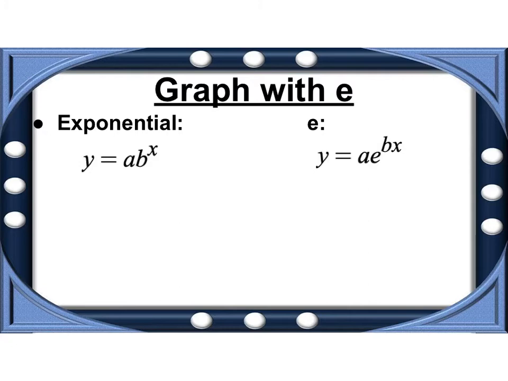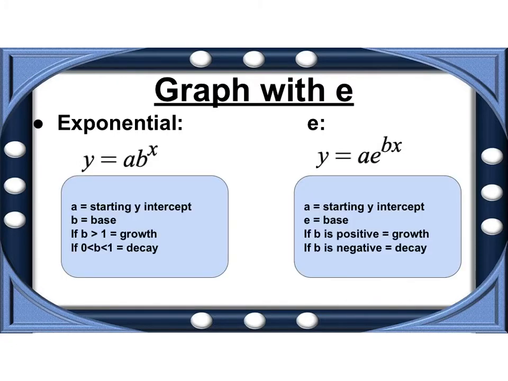Let's look at graphing E. So if we go back to exponentials, we remember that the A in the exponential is our y-intercept, our b is our base, and then it's b that determines if it's growth or decay. If it's bigger than 1, it's growth. If it's between 0 and 1, it's a decay.